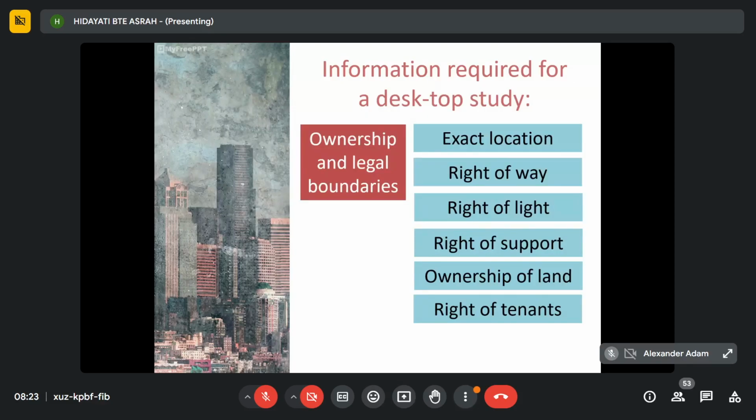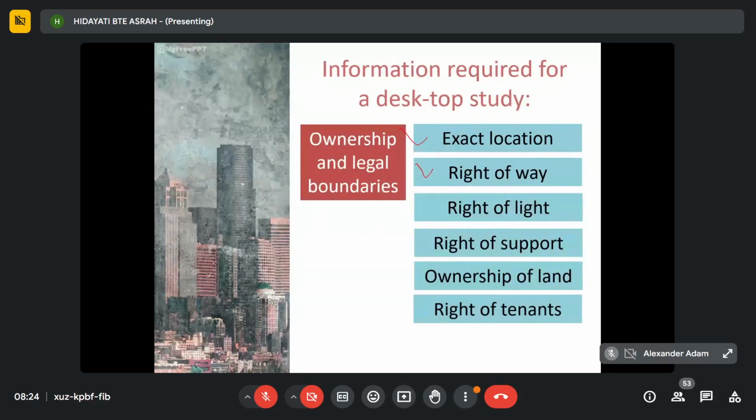You must know the site boundary because you don't want to trespass onto other areas. This needs to be checked by land survey, which is conducted by JUPEM, or Jabatan Ukur dan Pemetaan Malaysia. These are the legal boundaries. Other legal issues need to be determined by the owner or the legal representative, such as right of way.